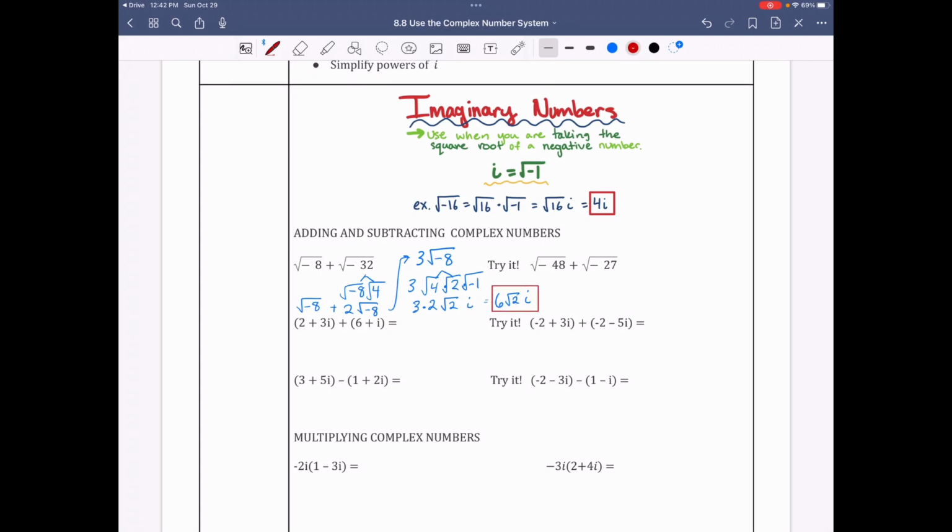Now we'll have you go up to the boards and work on the try it. Now you can check your work to see how your group did. Let's look at the next problem.